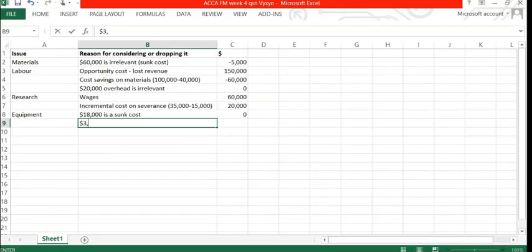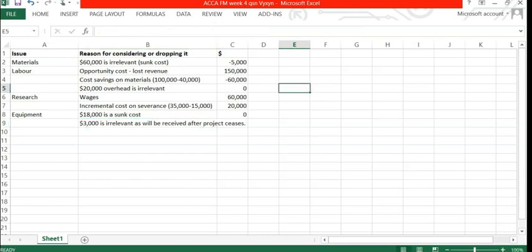3,000 is irrelevant as it will be received after the project ceases. Are we together, ladies and gentlemen? I'm sure we are together.